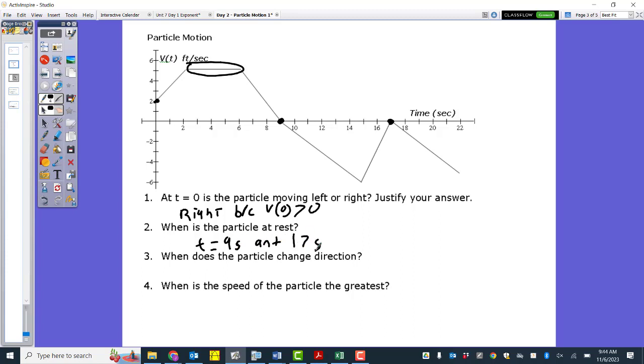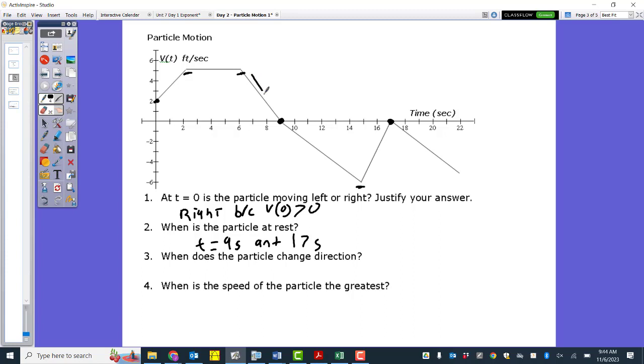When does the particle change direction? So when is the particle moving from right to left or left to right? Now, a lot of people will look at this and immediately say, oh, it's going to be right here, right here, right here, and maybe right there, because the line's changing direction. But remember, this is the velocity.